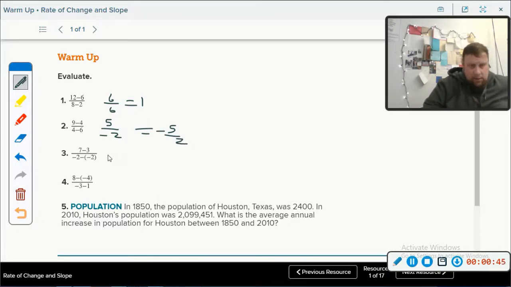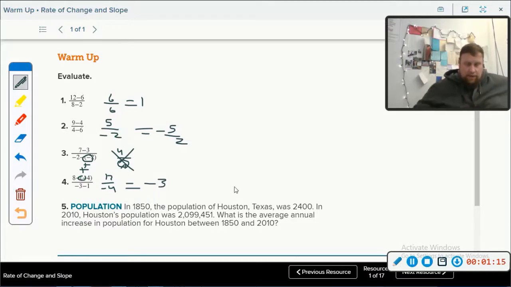7 minus 3 is 4. Those become a positive. Negative 2 plus 2 is 0. So divided by 0, ooh, can't do that. That's undefined. 8 minus negative 4, again, that's a plus. 8 plus 4 is 12. Negative 3 minus 1 is negative 4. 12 divided by negative 4, positive divided by a negative is negative. 12 divided by 4 is 3, negative 3.